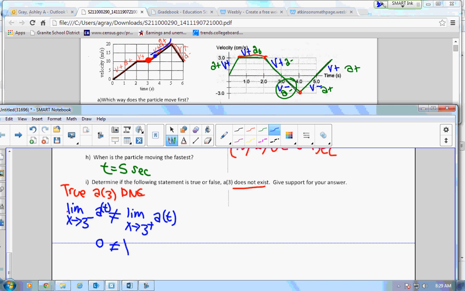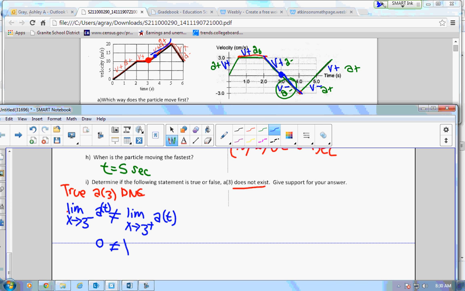Okay, what about this guy? At v of 3, does that exist? Look at the slope coming into that. What's the slope? It's negative 3. Down, rise over run, negative 3. What's the slope to this one? I know it's going to the right, but it's still negative. Negative 3. Are those the same?